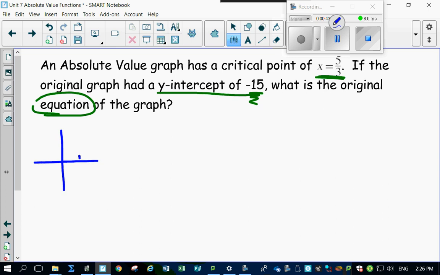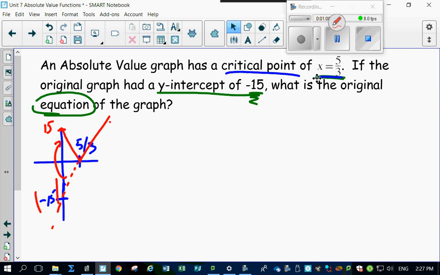If you draw this, you'll notice that there is an intercept. It has a critical point, that's at 5/3, right there. Then it also has a y-intercept, which is going to be way down here at -15. So in other words, if you take the absolute value of this, you're going to have a value up here of 15, and that's what your graph is going to look like. This is the part that was actually flipped to come up to here, right? Okay, that's easy peasy.